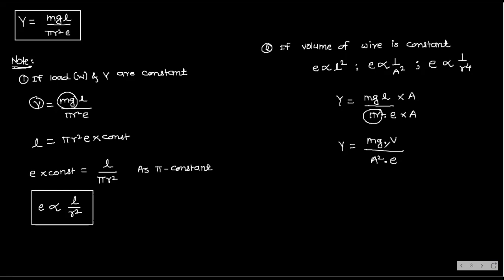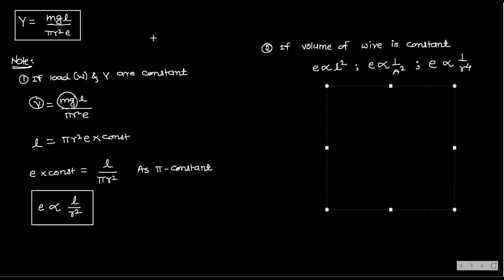Okay. So now mg is constant, Y is constant, V is constant. So what are we getting here? See, if elongation I am getting, this I will transfer here. So this mg and all these things, it is inversely proportional to 1 by A square, and it is inversely proportional to r power 4, as these all are constant. Got it? So this is just for your understanding. You can just note down. Okay. Next note point.